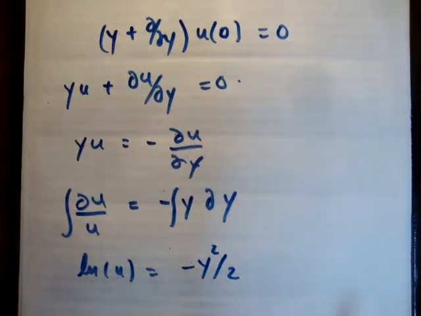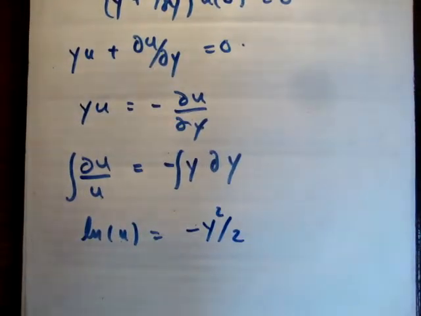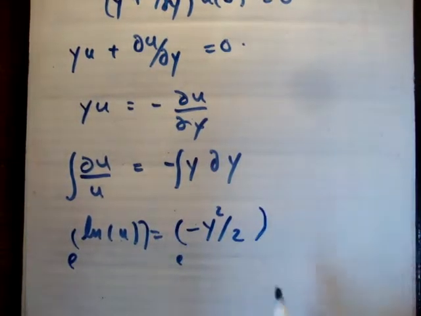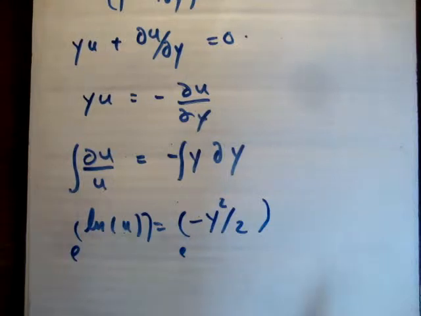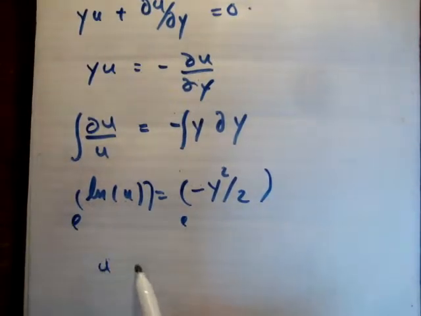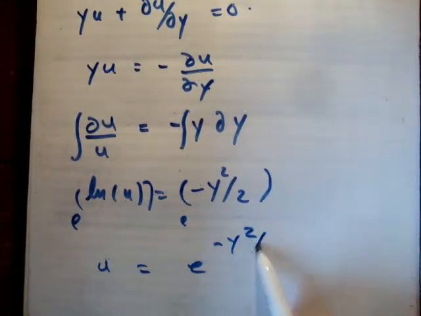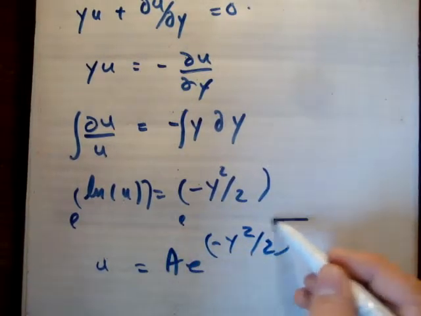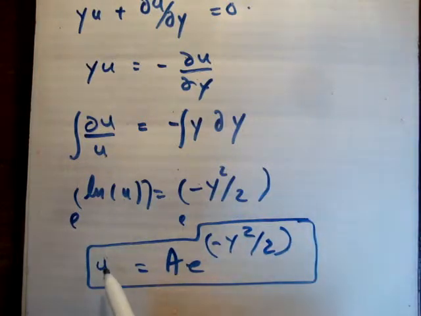Of course we have a plus a constant, but we're going to ignore it for the moment. If we rearrange this by taking exponentials on both sides, the exponential kills the logarithm because they're inverse functions. So we're left with u equal to e to the minus y squared over 2. Because I didn't use limits in my integral and didn't normalize, I multiply by a constant. So u0 is a constant times e to the minus y squared over 2.